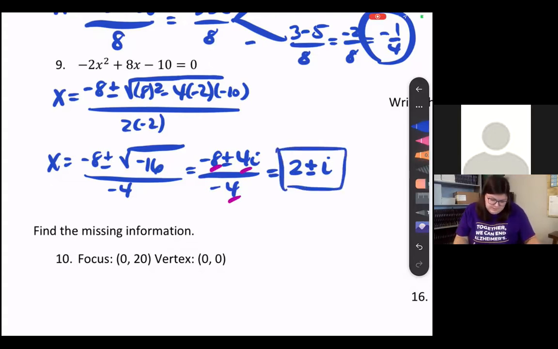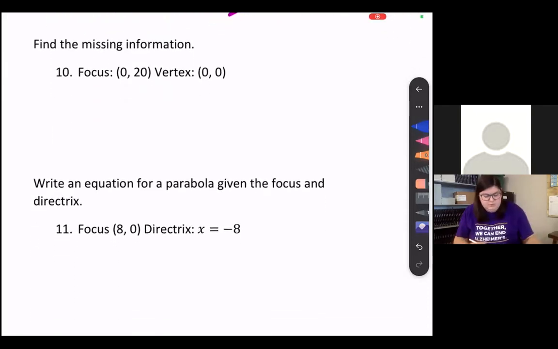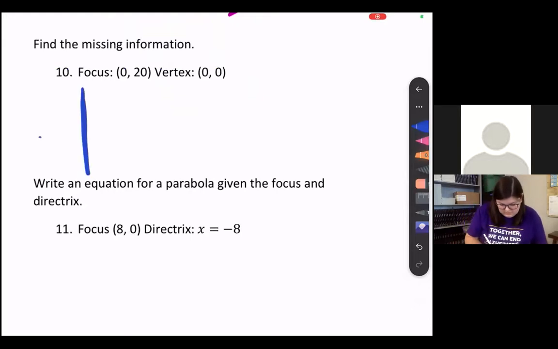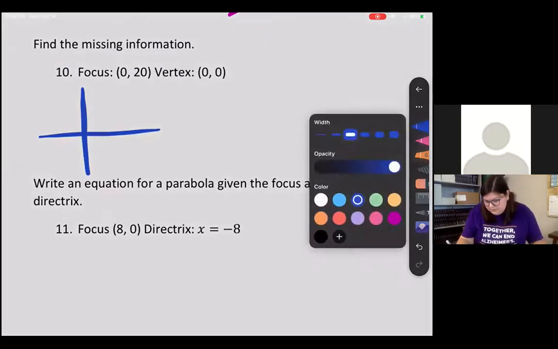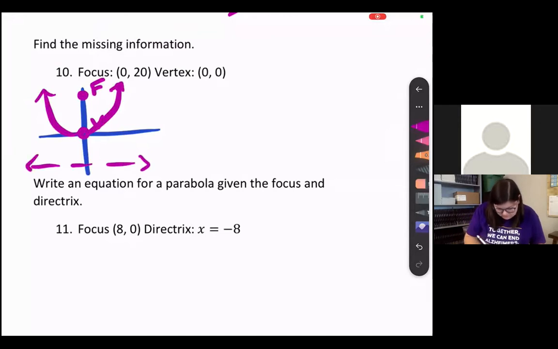Okay. All right, number 10, it is asking us to find the missing information. If I have a focus and a vertex, I need to find the directrix, I need to find the equation. So just draw yourself a little sketch to see what's going on. Here's my vertex at 0, 0. My focus is at 0, 20, which would be up here. So I know my parabola is going to be opening up. I know my directrix is going to be down below.